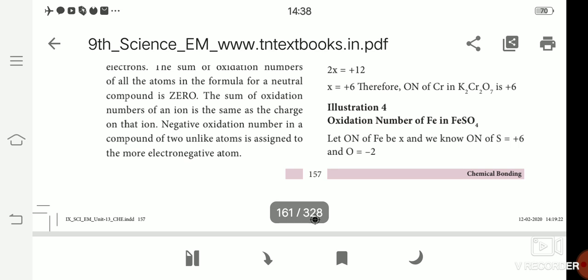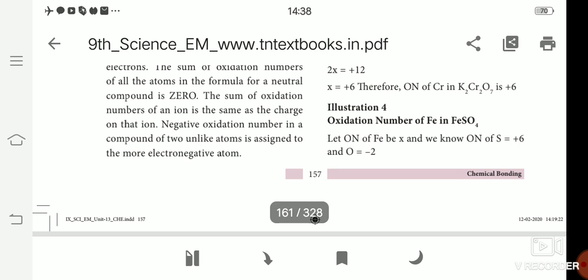Now we find the oxidation number of iron, Fe. How many sulfur are present? Only one sulfur, so plus 6. There are 4 oxygens, so minus 8. Plus 6 and minus 8 gives minus 2, so the iron oxidation number is plus 2.